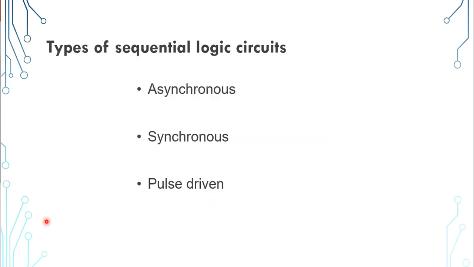There are three types of sequential logic circuit: asynchronous, synchronous, and pulse-driven. Asynchronous circuits change state immediately when enabled. Synchronous circuits are synchronized to a specific clock signal. Pulse-driven circuits, which are a combination of the two, respond to triggering pulses.